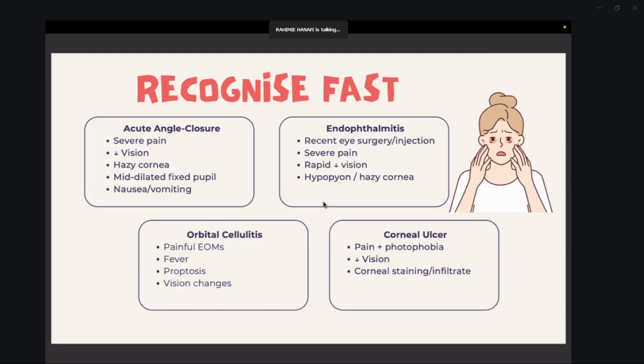Okay, so orbital cellulitis: any painful extraocular muscle movements, fever, proptosis, vision changes. Think of it. And then for corneal ulcer: corneal stain or any infiltrate, reduced vision, pain and photophobia. Okay, it might be corneal ulcer.